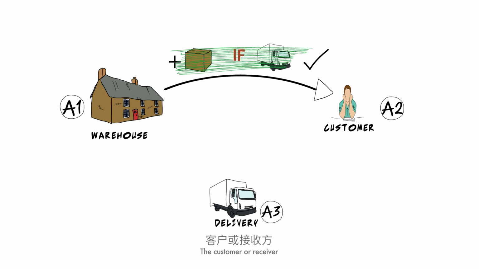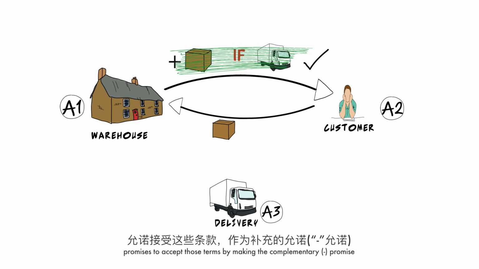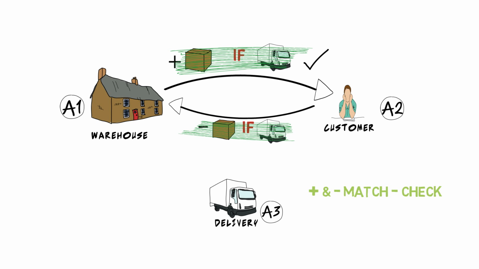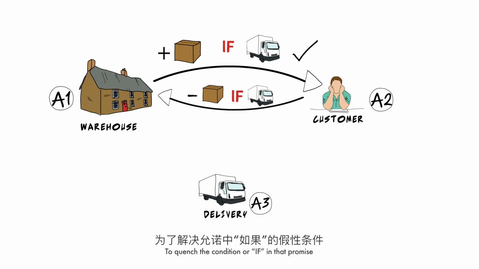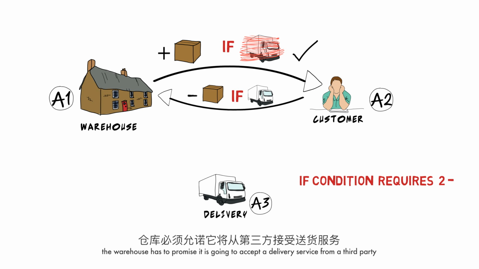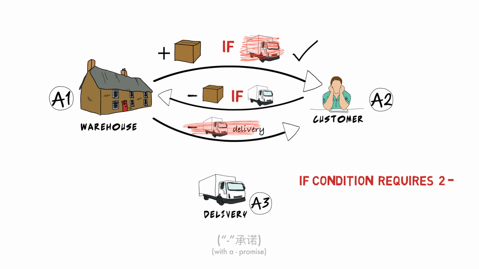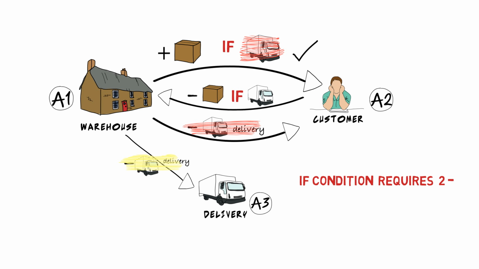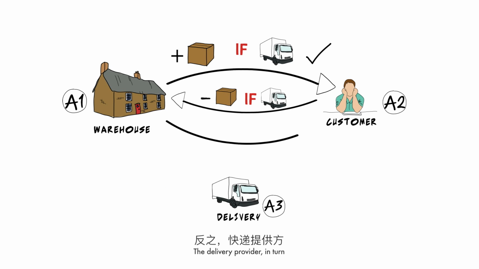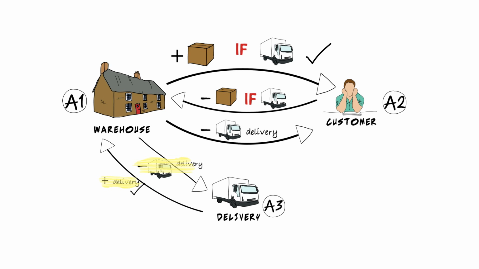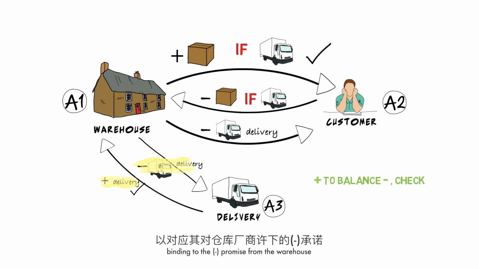The customer, or receiver, promises to accept those terms by making the complementary minus promise, thus confirming the possibility of a successful transfer, no matter who delivers. To quench the condition, or if, in that promise, the warehouse has to promise that it is going to accept a delivery service from a third party with a minus promise, both to the client and to the delivery provider. The delivery provider in turn promises its matching plus offer to pick up and deliver the package, binding to the minus promise from the warehouse.